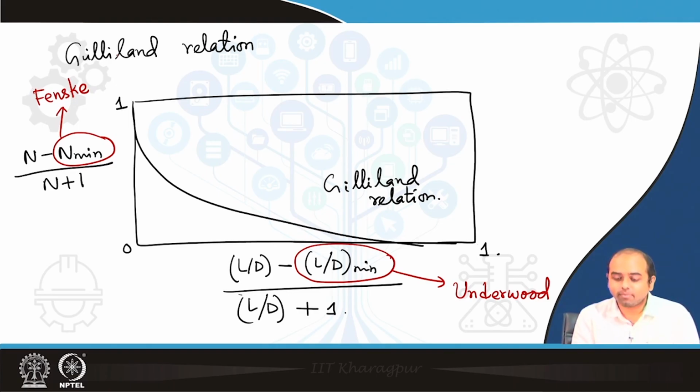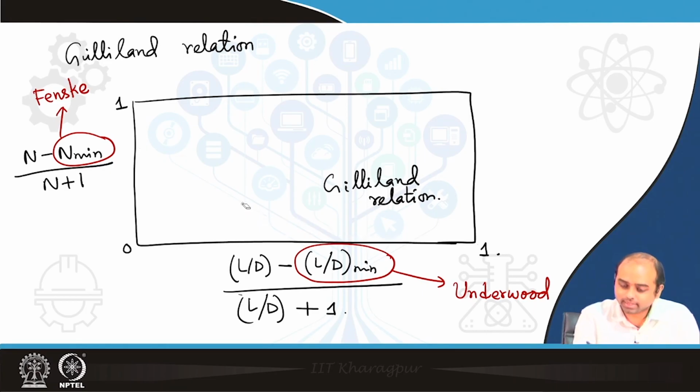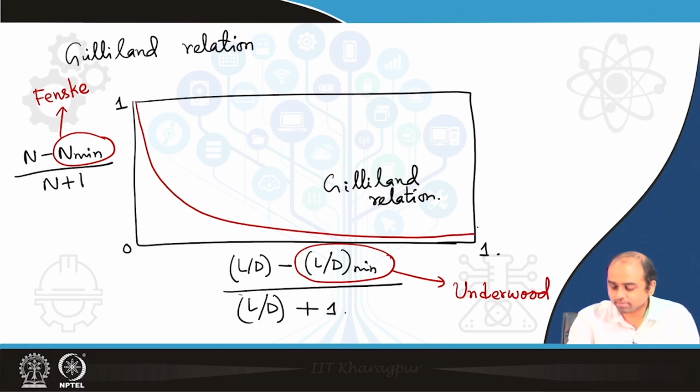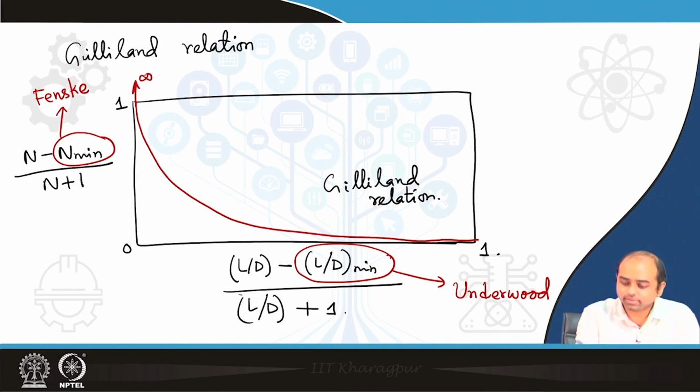Again, if I select the number of stages to be minimum, the curve reaches a situation where it is tending towards infinity. So maybe I should draw a slightly better curve here to represent the infinity part, something like this. It doesn't actually touch the baseline or the y-axis line, right? So this also tends towards infinity, this also tends towards infinity.